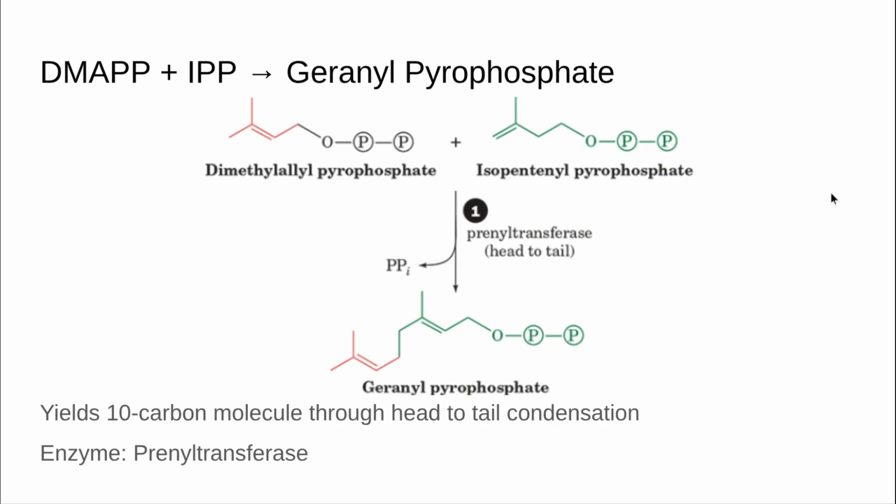We then have a molecule of dimethylallyl pyrophosphate being added with isopentenyl pyrophosphate, and this forms a 10-carbon molecule of geranyl pyrophosphate. And this is done through a head-to-tail condensation reaction using the enzyme prenyltransferase.